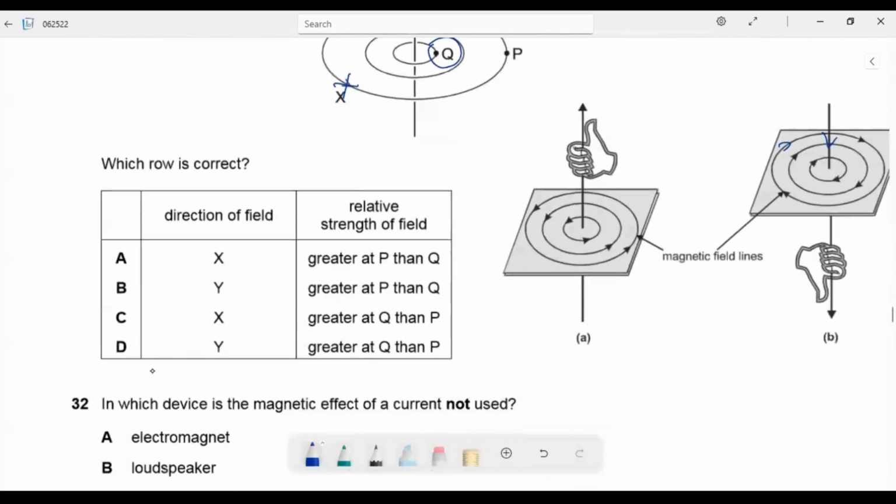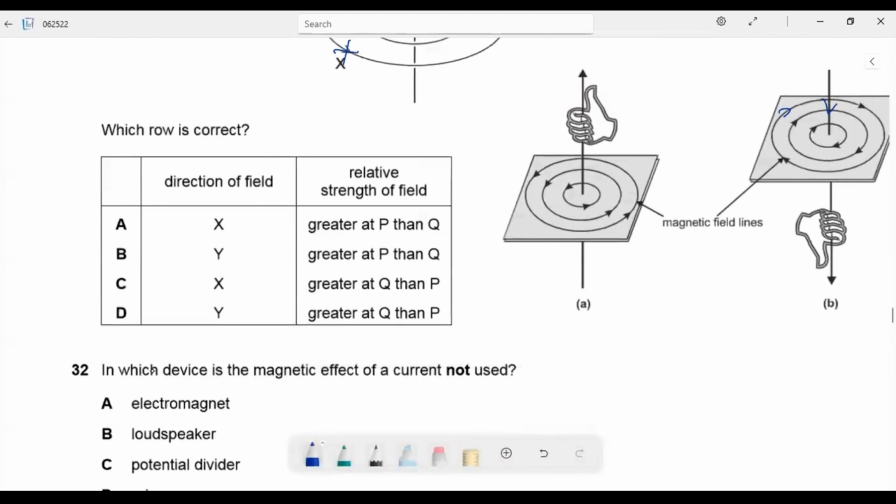So which row is correct? That is, it is Y, and greater at Q than P. D is the right answer. Direction of field is Y. Relative strength of field is greater at Q than P.